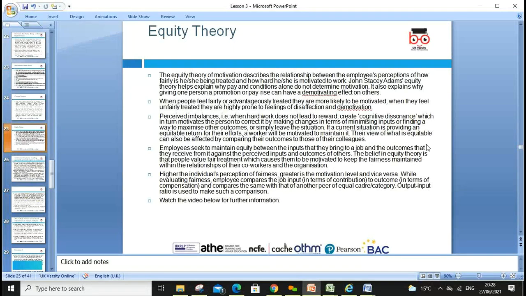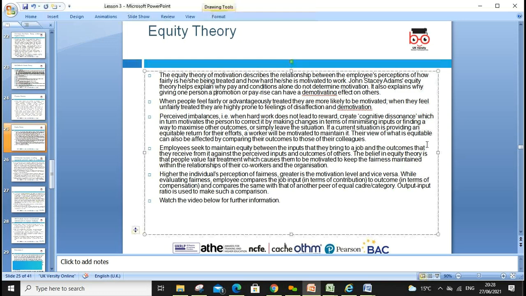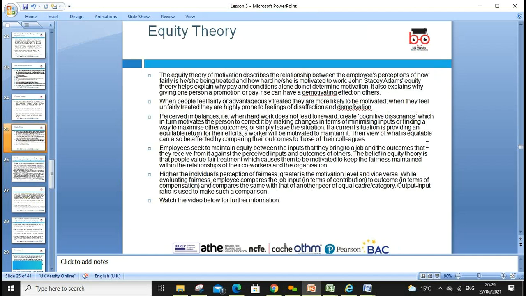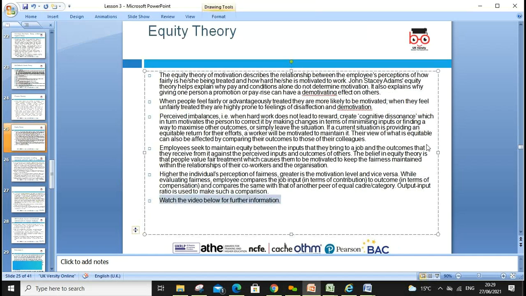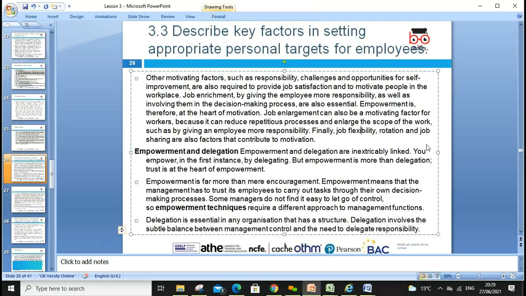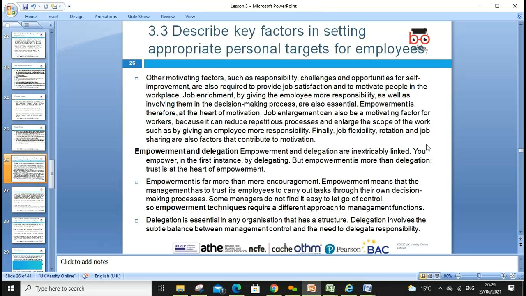Equity theory, as the word equity suggests, is more about fairness. Equity motivation is the relationship between perception, how fairly he or she is treated, and how hard he or she is motivated to work. John Stacey Adams' equity theory explains that pay and conditions alone don't determine motivation. It also explains why giving a person a promotion or a pay rise can have a demotivating effect on others. So that's also something we need to look at and focus on.